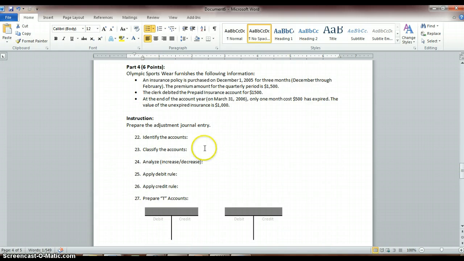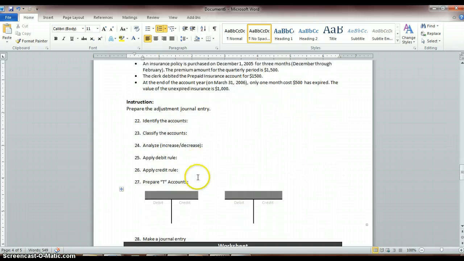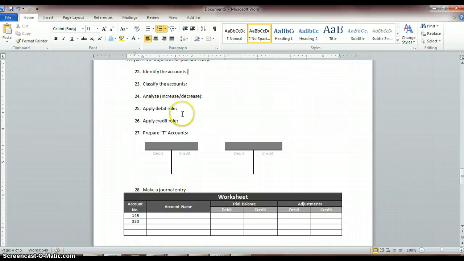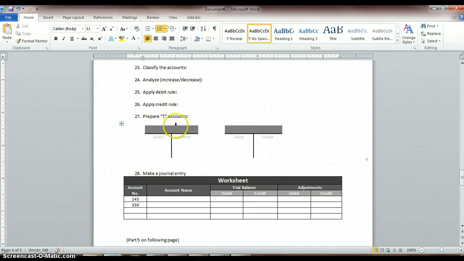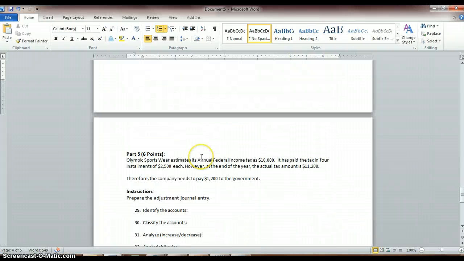And in part four, it looks like we're working with insurance. So the same kind of thing, list the type of accounts that we're working with. This would be, for instance, let's see, prepaid insurance, and then also insurance expense. Okay, so those are the two types of accounts you're working with. And so identify your accounts, classify, analyze, give me some T accounts, and put them in the worksheet, please.